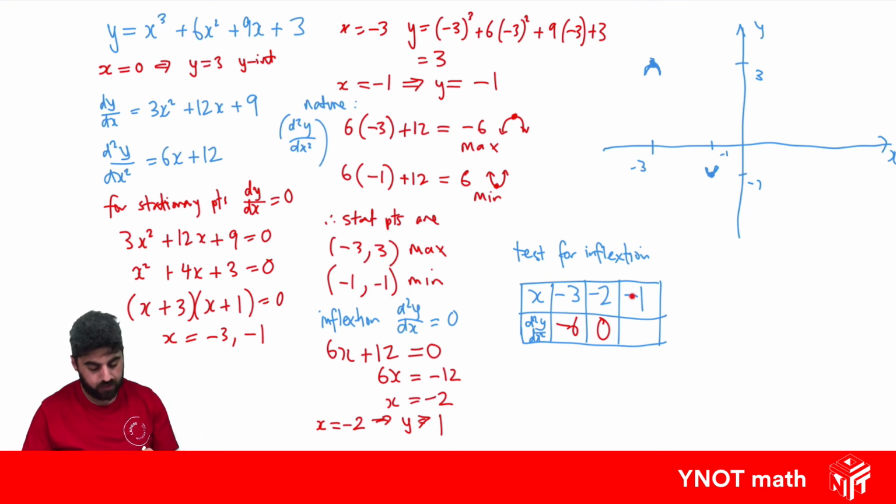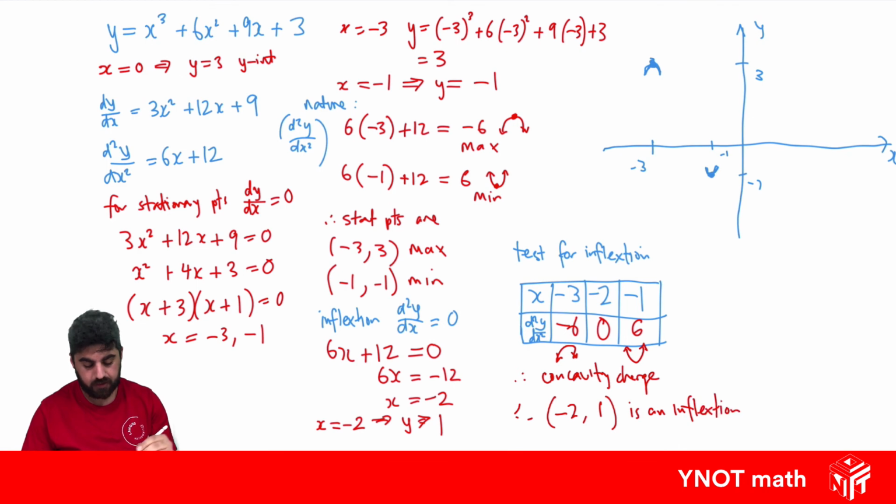Then we can sub minus 1 into our second derivative. 6 times minus 1 is minus 6. Minus 6 plus 12 is positive 6. So we get a negative value for our second derivative on the left, which implies the curve is concave down on the left, and a positive value on the right means the curve is concave up. So we can definitely say that the concavity is changes, and therefore our possible inflection point of minus 2 actually is an inflection point. So therefore minus 2, 1 is an inflection point.